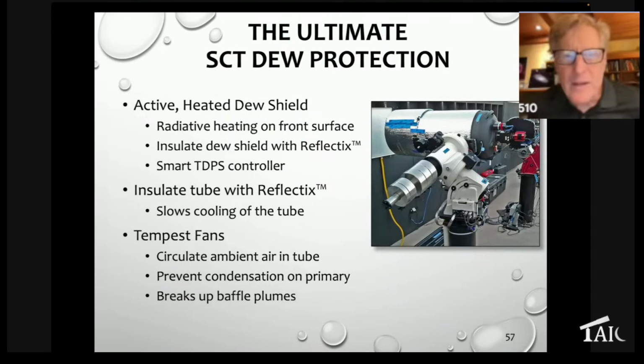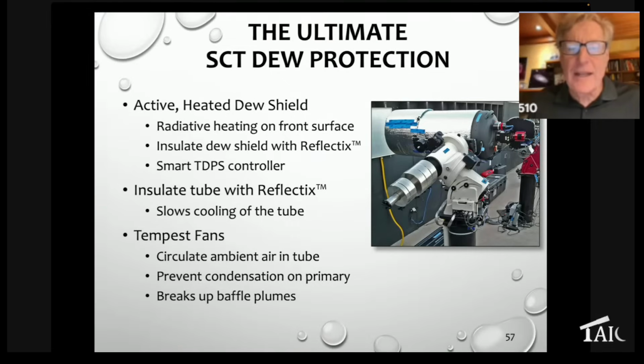With a dew shield, this I consider to be the ultimate dew protection, and I hate to toot my own horn, but this was my telescope in northern New Mexico. It had an active heated dew shield that used radiative heating on the front surface. I then insulated that dew shield with Reflectix to make the heat on the dew shield more uniform and to insulate it, so that I could minimize the amount of power I had to put into that to achieve that 3-degree temperature difference. I had a smart temperature dew point spread controller that controlled that 3 degrees.